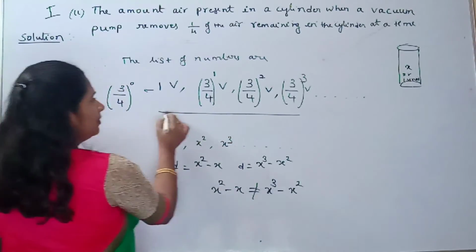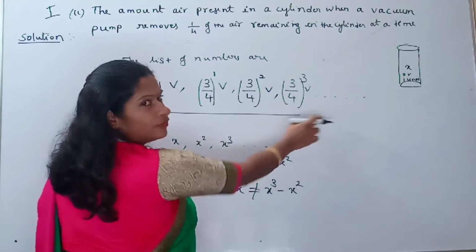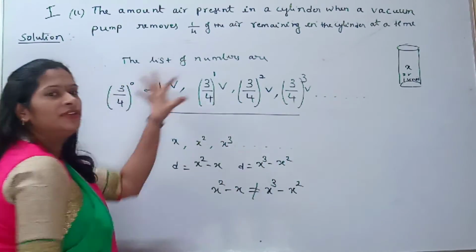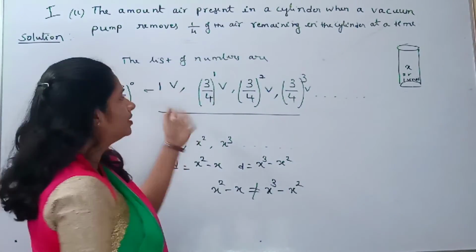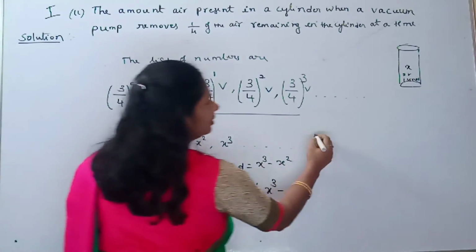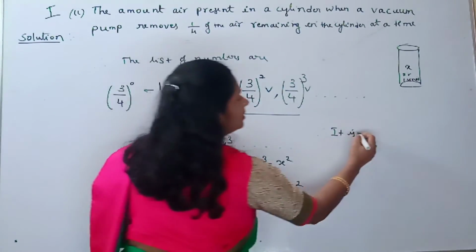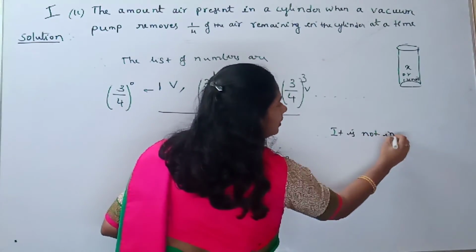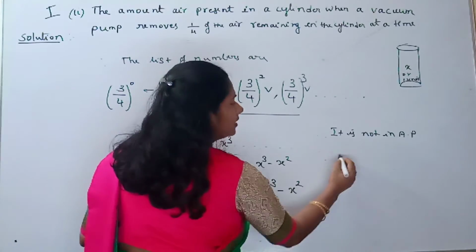So same concept here. If you take this as A1, A2, A3, A4, and so on, the common difference is not the same throughout the list of numbers. So clear? Therefore, what is your conclusion? Therefore, this list of numbers is not in AP, because, so what is the reason?